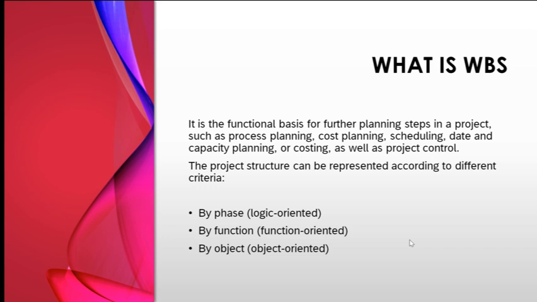Next, the project structure can also be represented according to different criteria. For example, by phase, or by function, or by object. That means by function is nothing but the process, you can say, and by phase. By phase means at the prepare phase, explore phase, and deployment phase. So we can define it phase oriented, and also object oriented. That means the cost. We can have different types of cost in a company.